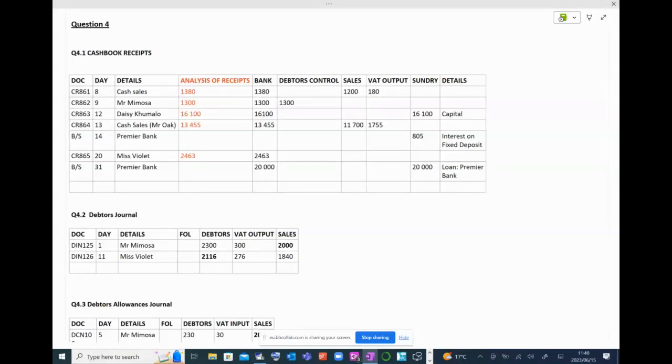If they ask you to do the creditors journal, cash payments journal, creditors allowance journal on the periodic inventory system, you will not have a trading inventory column. You will have a purchases column. So just remember that.